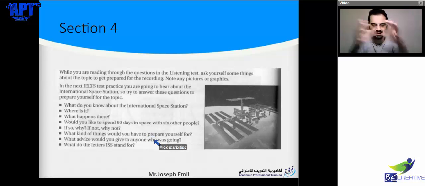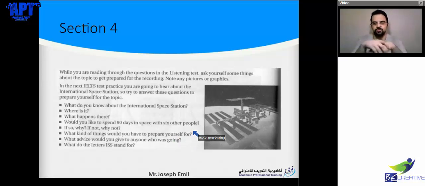So of course you will be trapped in a very small space with 6 people. What kind of things would you have to prepare yourself for? What preparations? Would you have to bring something with you? Toothpaste, toothbrush, some clothes. What type of clothes? Maybe. What advice would you give someone who was going? So you met an astronaut or someone who will go up to space to be an astronaut in just a few days. What should you tell them? Bring a mobile phone. Take a mobile phone with you. What do the letters ISS stand for? It's the International Space Station.